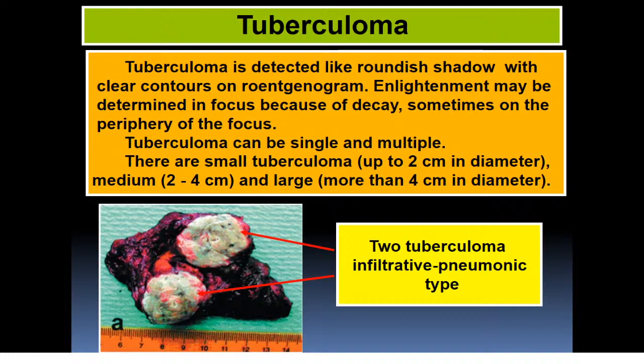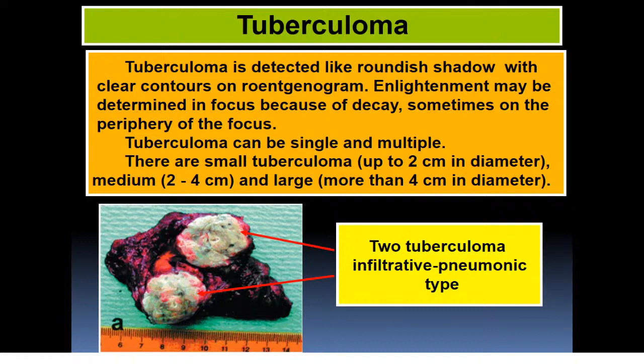Other classification of tuberculomas is according to sizes. There are small tuberculomas from 1 to 2 centimeters in diameter, medium tuberculomas from 2 to 4 cm, and large tuberculomas more than 4 centimeters in diameter. Sometimes giant tuberculomas can form, with sizes more than 6 centimeters in diameter.